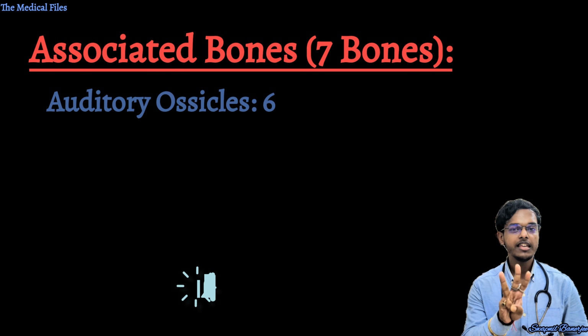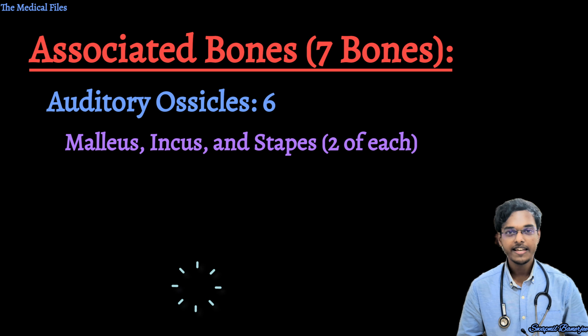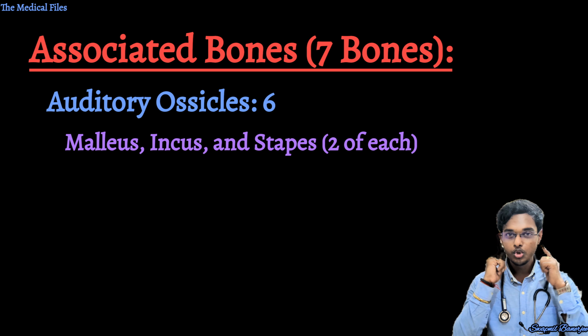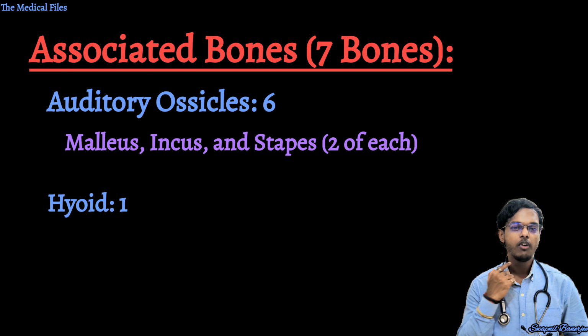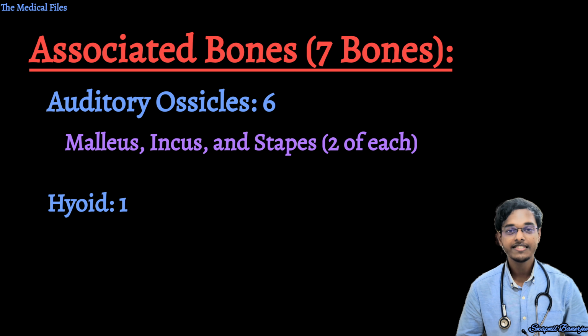Now remember we have 3 ear ossicles. They are malleus, incus, and stapes. So we have 2 ears, so 3 into 2, that is 6. And also there's 1 isolated bone in our neck, that is the hyoid. Now our total calculation is 22 plus 6 plus 1, that is 29.